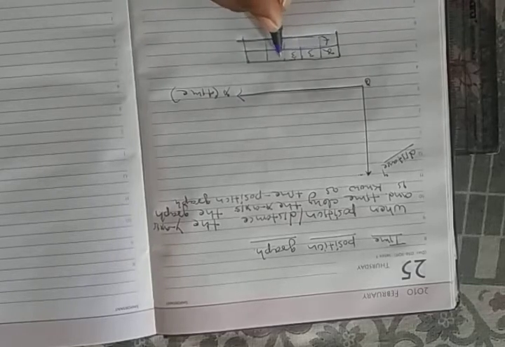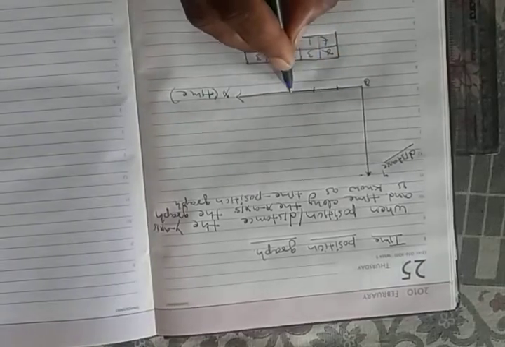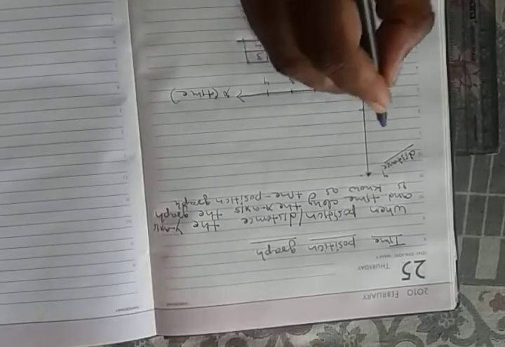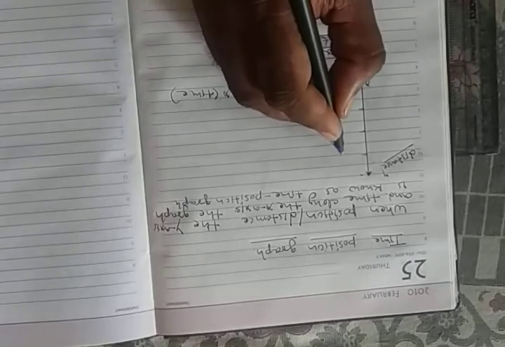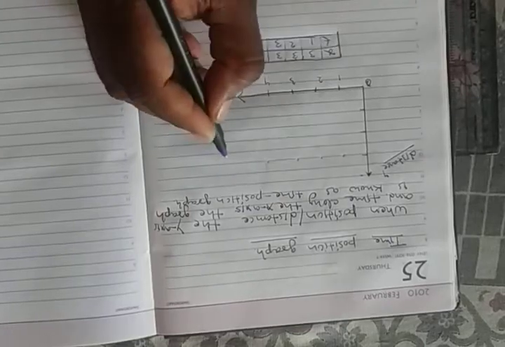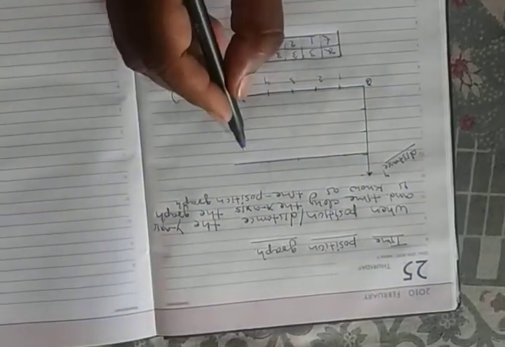Position 3 meter, 3 meter, 3 meter, 3 meter, and time 1, 2, 3, 4. So at 1 second the position is 3, at 2 it is 3, at 3 it is 3, at 4 seconds it is 3. That graph is a straight line parallel to the x-axis. This is called the time position graph. Clear?